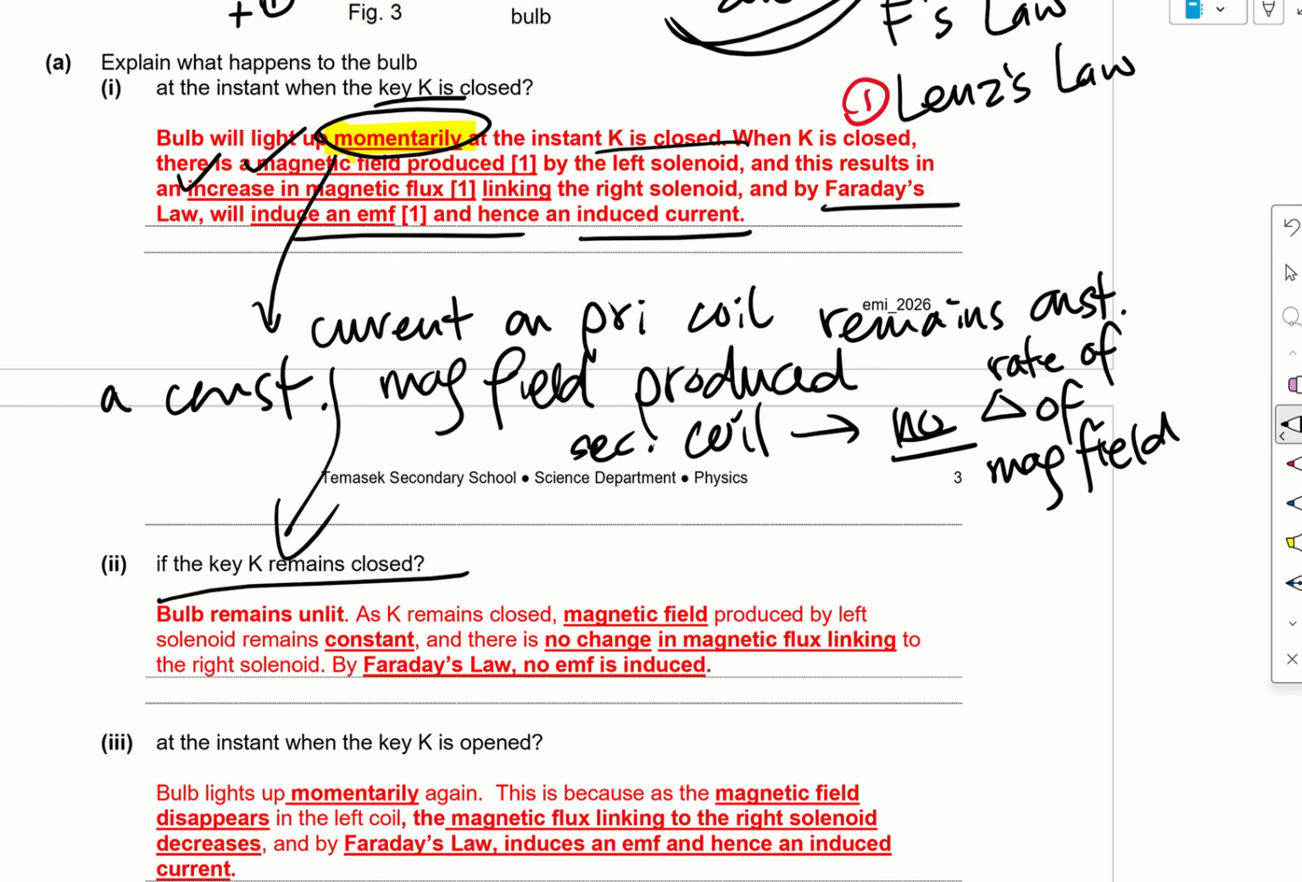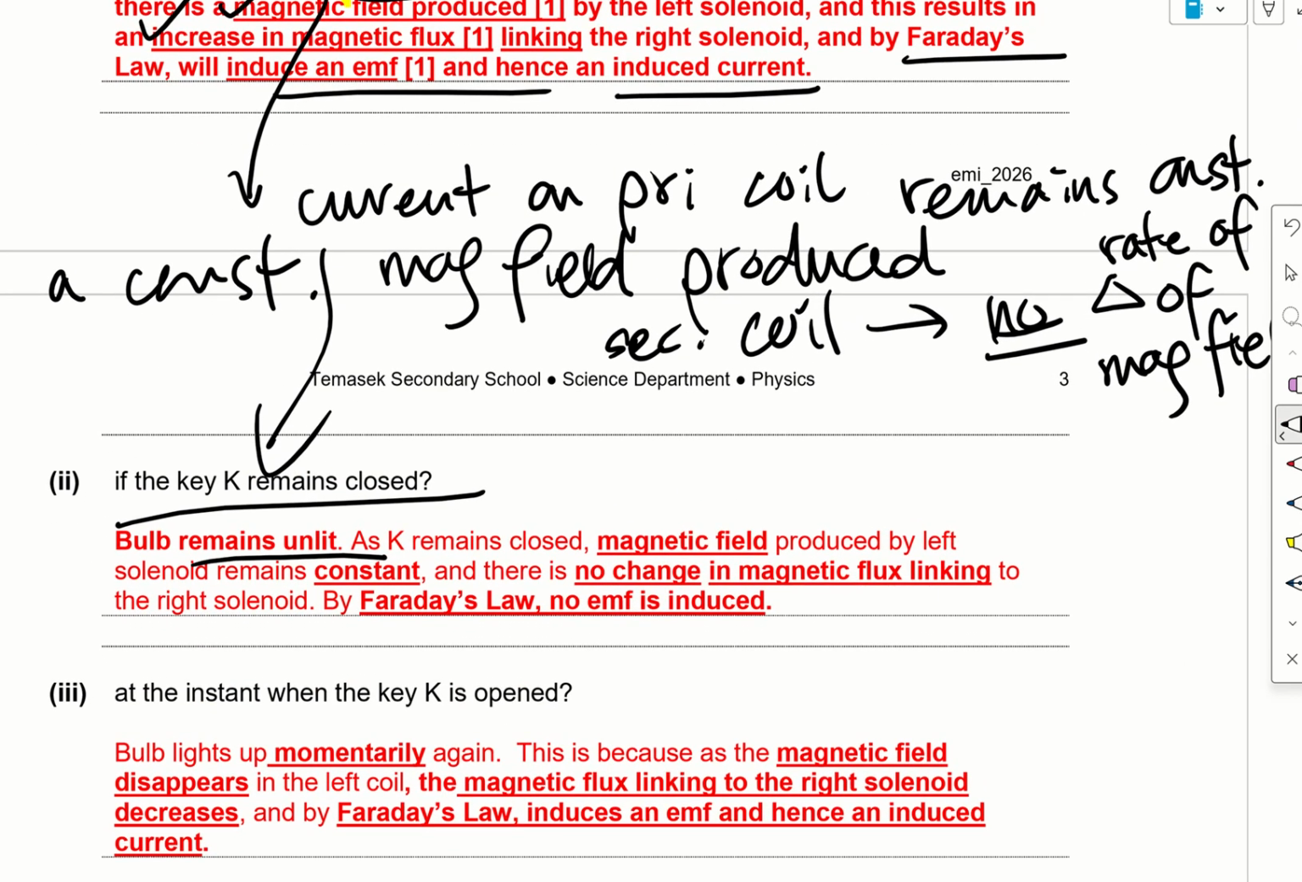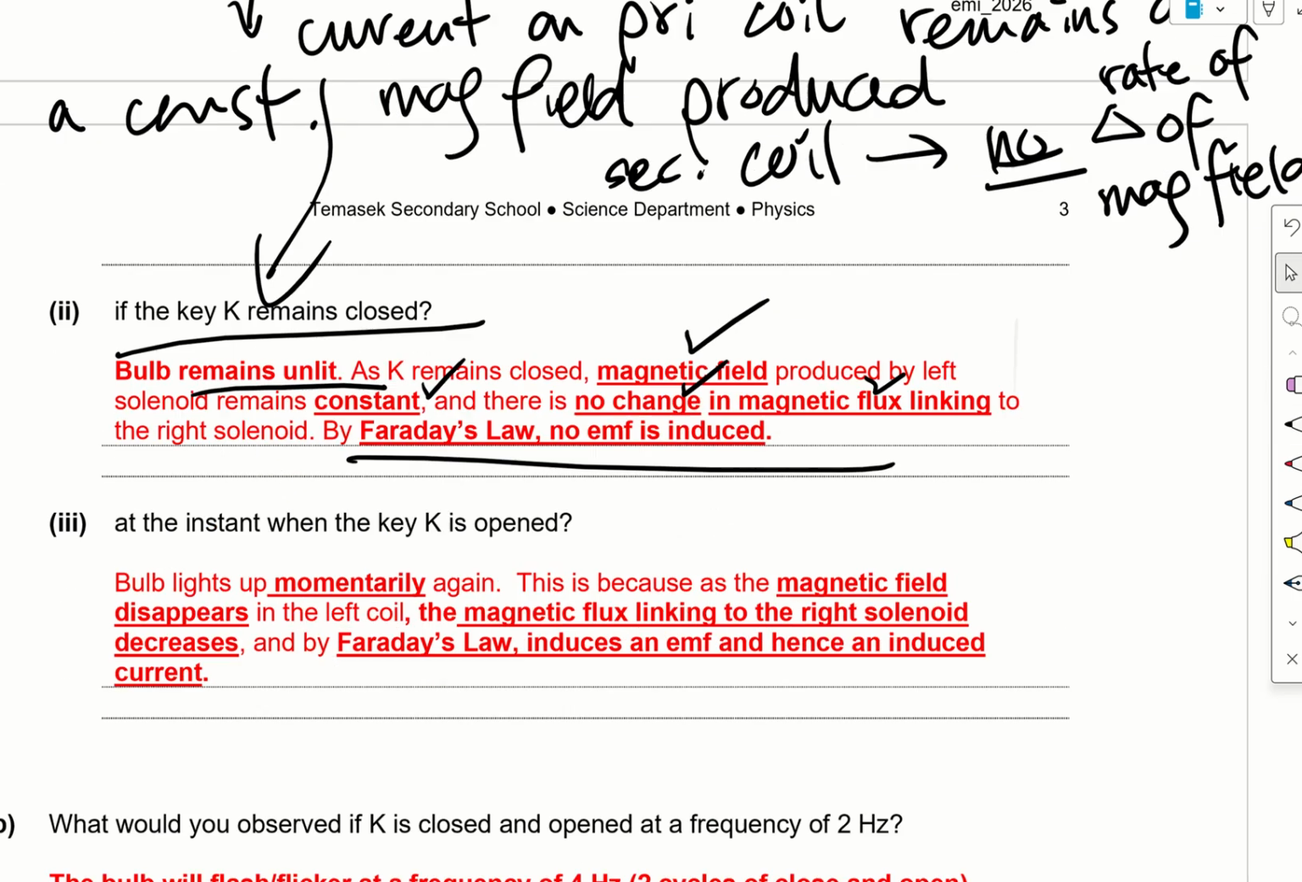What happens if key K remains closed? The bulb remains unlit. As K remains closed, the magnetic field produced by the left solenoid remains constant. There's no change in magnetic flux linking the right coil. So by Faraday's law, no induced EMF.